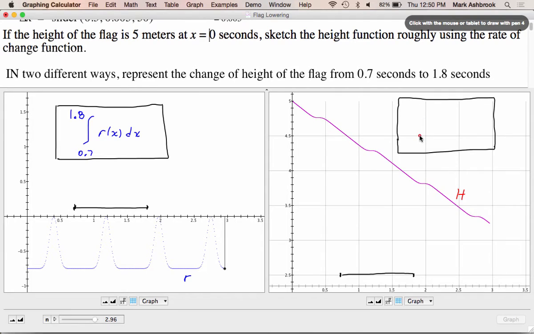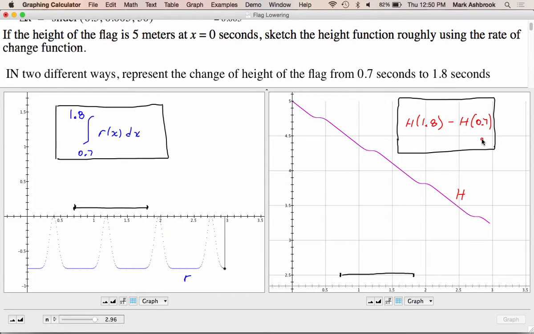How do we express the total change in height of the flag? So this is like pre-calculus. This is easy. We've got the height function, so what's the total change in height of the flag? Philip? H at 1.8 minus H at 0.7. Yeah, so we get the final height minus the initial height. Right? Final height minus initial height.